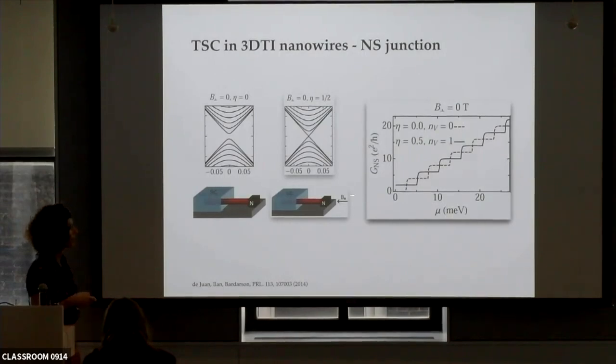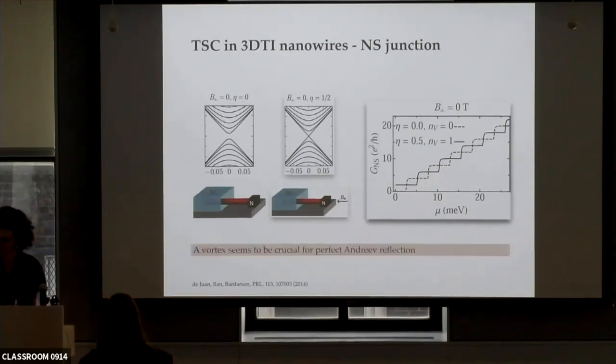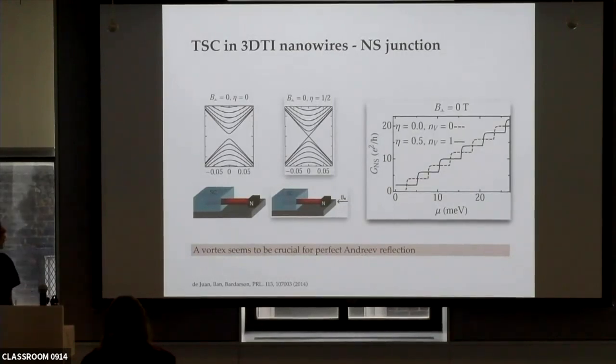And the way we saw this is that when we had half a flux quantum here, we didn't get any quantization plateau. We saw some mess, whatever. And then only when we twisted, we saw this 2e²/h. So it seems like the vortex plays a pretty crucial role in getting perfect Andreev reflection. And the question is why?